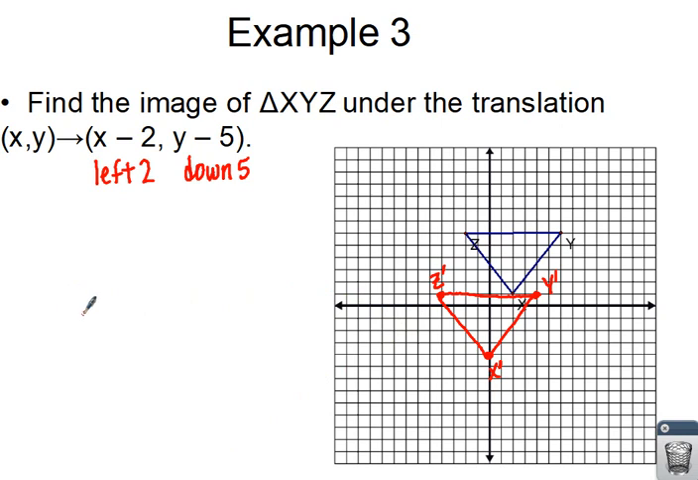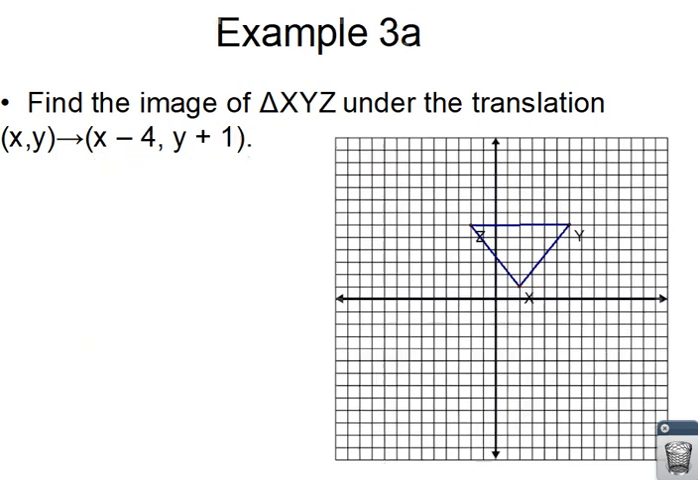Okay? With every shape, after you move it, I want final coordinates. So X prime is at 0, negative 4. Y prime is at 4, 1. And then Z prime is negative 4, 1. Okay, every time I want you to put the final coordinates, because sometimes you don't have to use the graph, you can just write the coordinates. Let's go try another one.